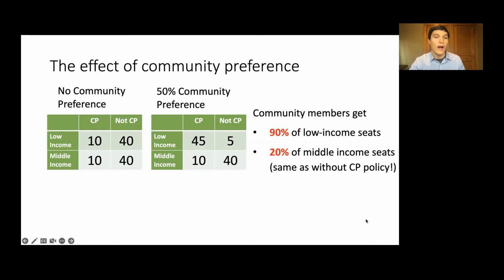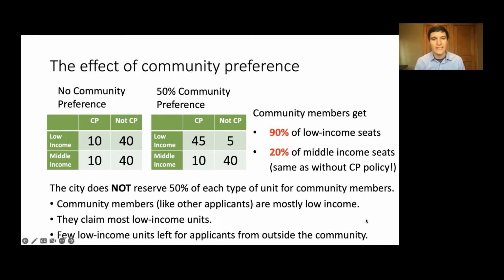And the question is, why do I claim this is happening? Well, in essence, the point is that the city is not saying 50% of the low-income units should go to community residents, and 50% of the middle-income units should go to community residents. It's just saying 50% overall. And so when you start by trying to fill seats with people from the community, you are mostly going to accept low-income applicants, just because most applicants are low-income. And so the low-income applicants claim all the community spots. Or I should say, community members claim all the low-income spots is maybe a better way to put it.